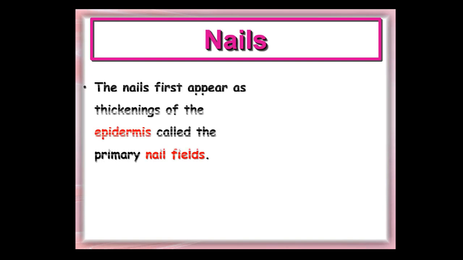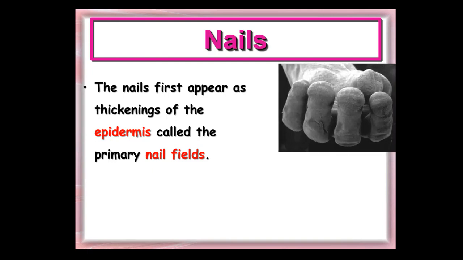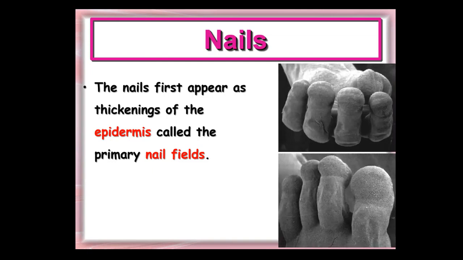What about nail development? First the nails appear as thickenings of the epidermis called the primary nail fields. So this is the picture of the fingers of the hand, and this is the picture of the toes of the foot, and this will be the site where the primary nail fields appear, like this.